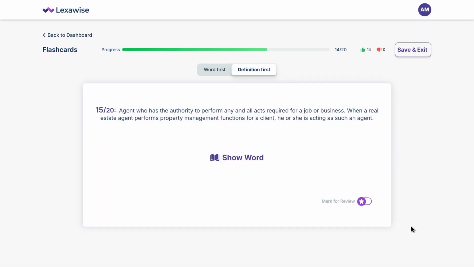Last one of this round. This agent has broad, ongoing authority. Agent who has the authority to perform any and all acts required for a job or business. When a real estate agent performs property management functions for a client, they are acting as such an agent. What type of agent handles all aspects of a job?